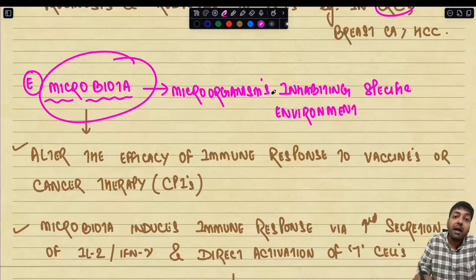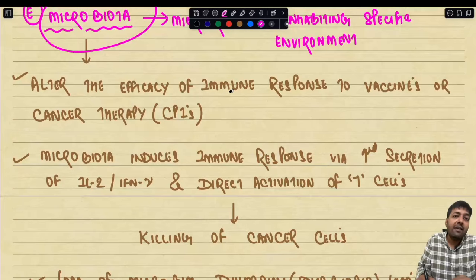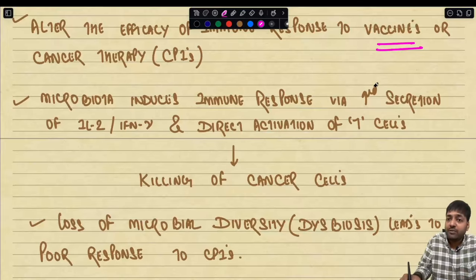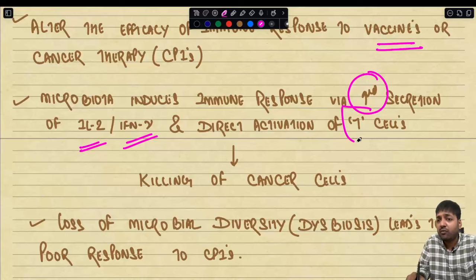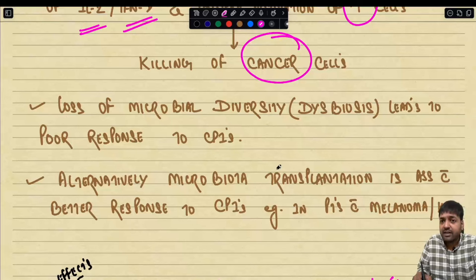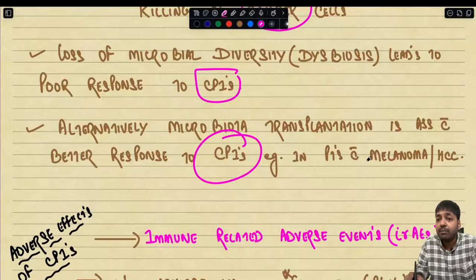Fifth important factor is microbiota, which is the microorganisms inhabiting a specific environment. It alters the efficacy of the immune response to vaccines or cancer therapies, like checkpoint immunotherapy. Microbiota induces immune response via increased secretion of interleukin-2 or interferon gamma and direct activation of T cells, leading to killing of the cancer cells. Loss of microbial diversity, also called dysbiosis, will lead to poor response to checkpoint inhibitor therapy. Alternatively, microbiota transplantation is associated with better response to checkpoint inhibitor therapy. Example in patients with melanoma or hepatocellular carcinoma.